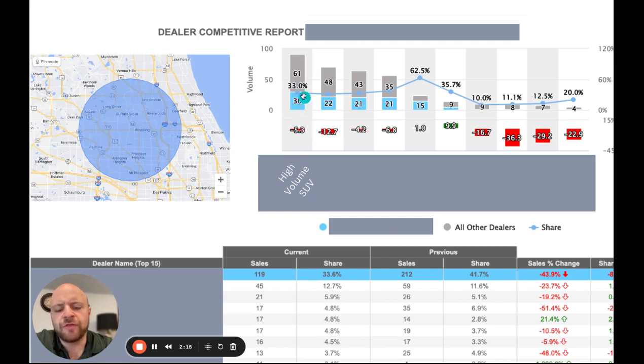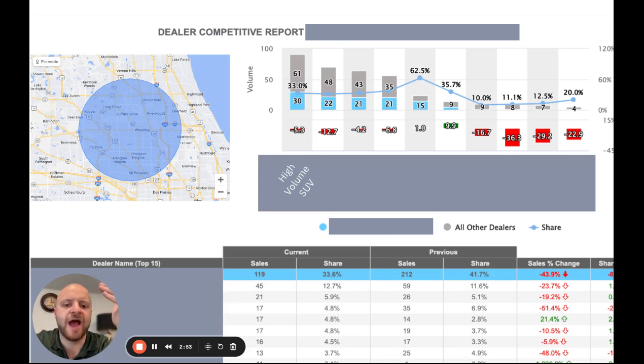They sold 30 of them in this time period, and the market sold 61. So that means in their area, there were 61 other of these models from other dealers sold in their area. So they lost a big percentage of opportunity. And then this difference actually shows their year-over-year performance. They were down 5.3%. So they're losing their highest volume vehicle to their competition.